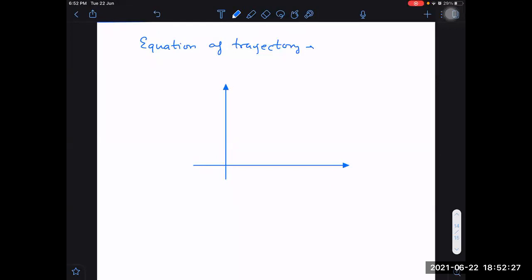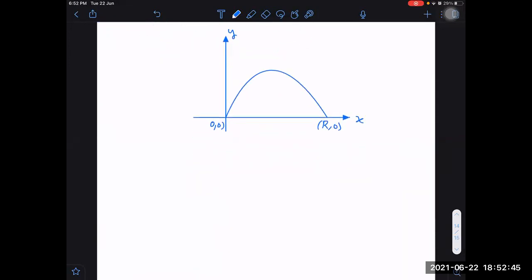For example, somebody may give you these variables: a body is thrown upwards, y is equal to ax plus bx square, which is passing through the origin, and it is covering the range r. So it is passing through (r, 0), and this is y and this is x. If it is given in this way, then it is a parabola. The roots are 0 comma r.